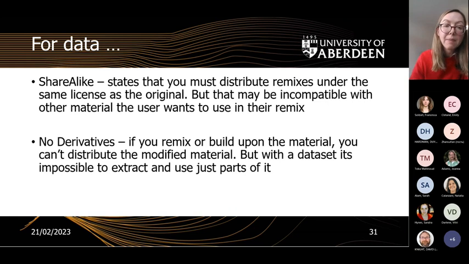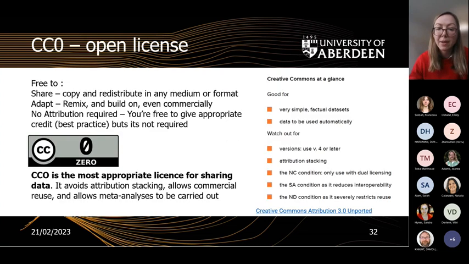Again, with share alike, share alike states that you must distribute remixes under the same license as the original, but that might be incompatible with other material that the user might want to use in their remix of the data. So again, that's a bit of a tricky one. Similarly with no derivatives, if you remix or build upon the material, you can't distribute the modified material. But with a data set, it's often impossible to extract just the parts that you might want to use. So these become a little bit tricky when talking about data.